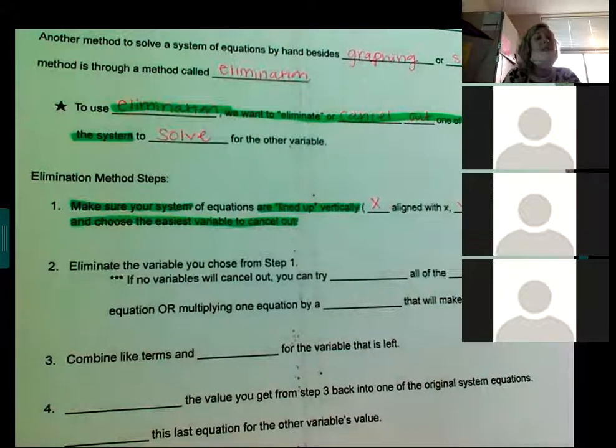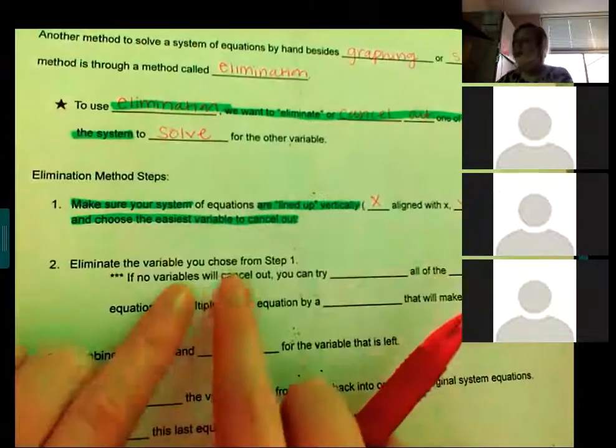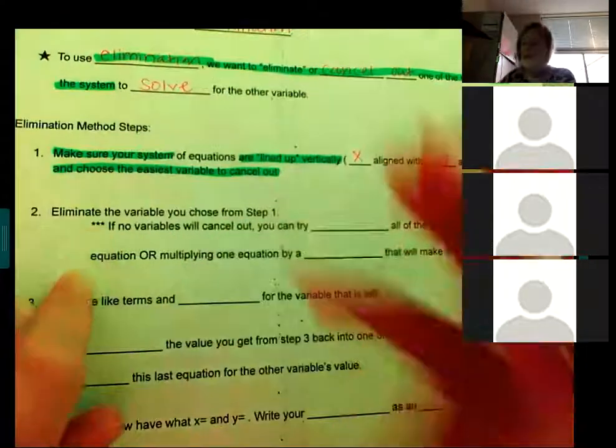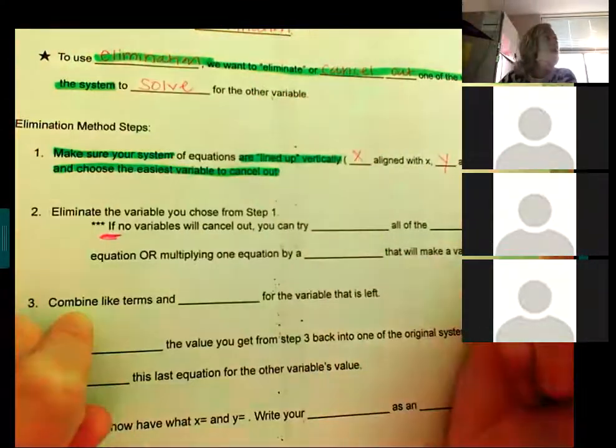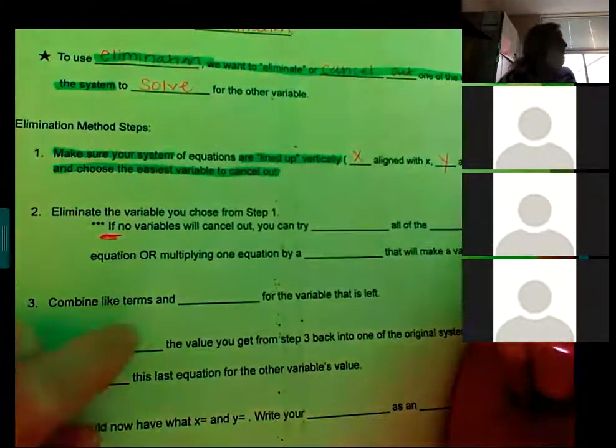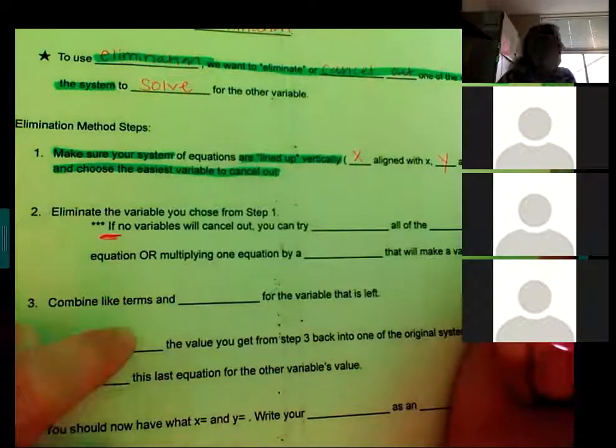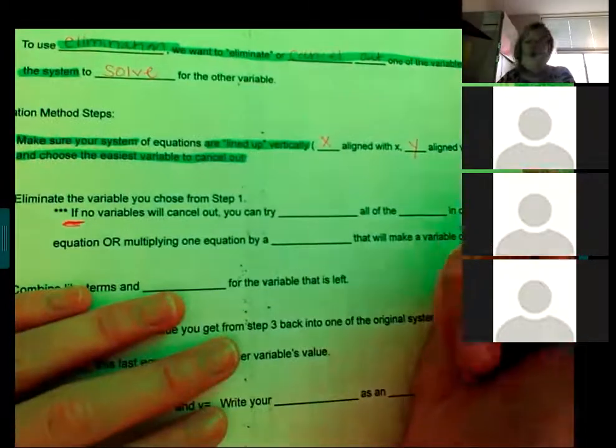Step 2 is to eliminate the variable you chose in step 1. So whichever one was easiest to eliminate, we're going to cross it out. If no variables will cancel, do y'all see how it says if? That means if they won't. Sometimes they cancel on their own. If they won't, you can try.